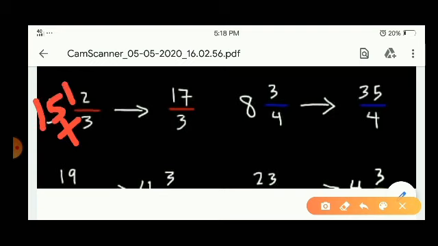Now you have to add 2 to it. So 15 plus 2 is 17. So your answer comes here, 17 upon 3.